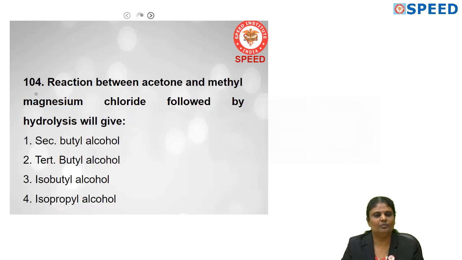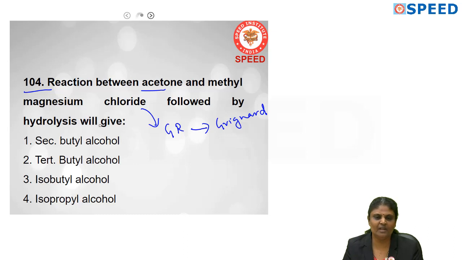And then 104. So the reaction between acetone and methyl magnesium chloride. This methyl magnesium chloride is nothing but Grignard reagent. Okay, so followed by hydrolysis will give secondary butyl alcohol, tertiary butyl alcohol, isobutyl alcohol and isopropyl alcohol. Okay, so mostly tertiary alcohols only formed in this reaction. So particularly acetone. Okay, so the correct option is tertiary butyl alcohol.